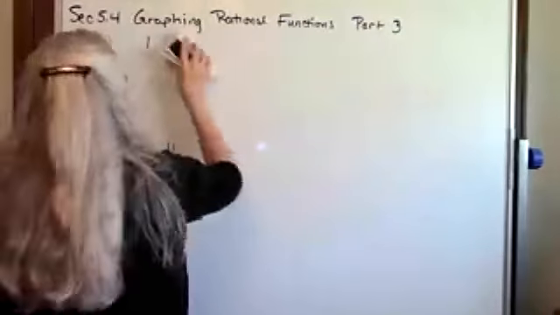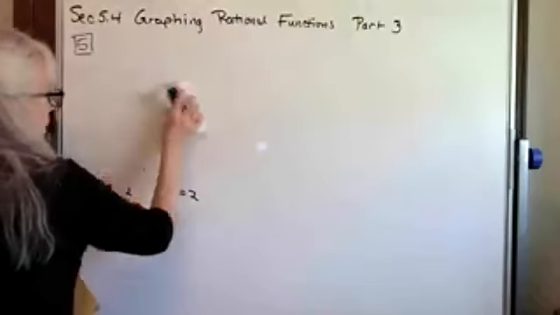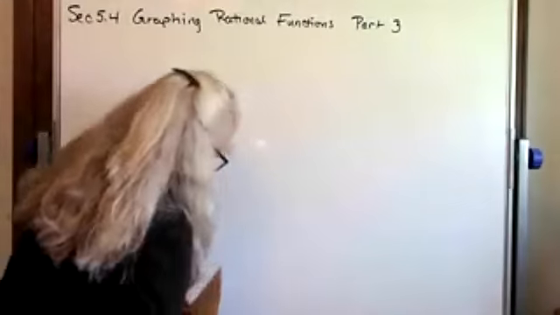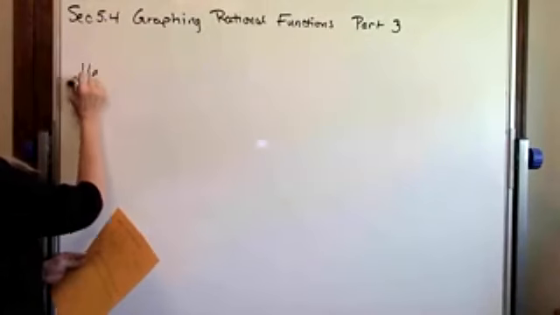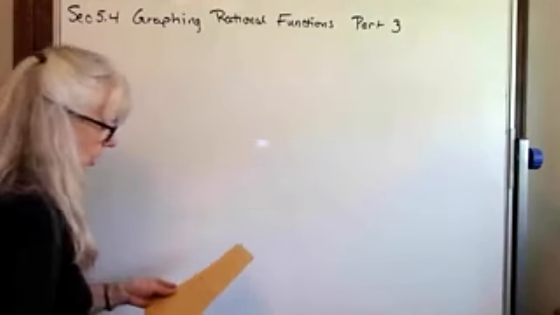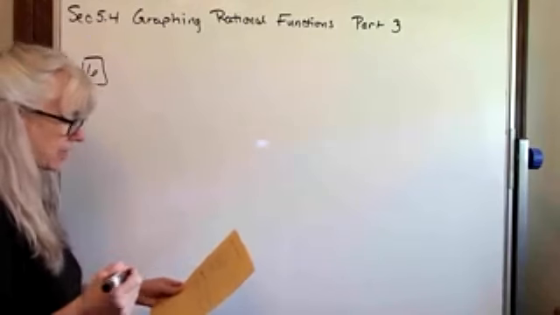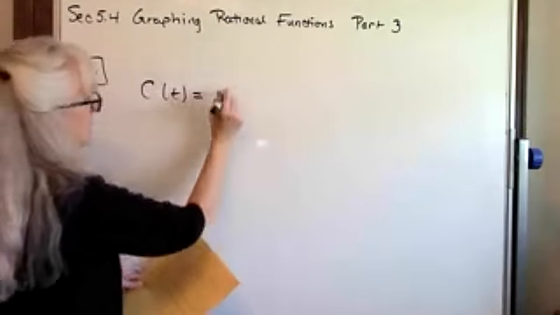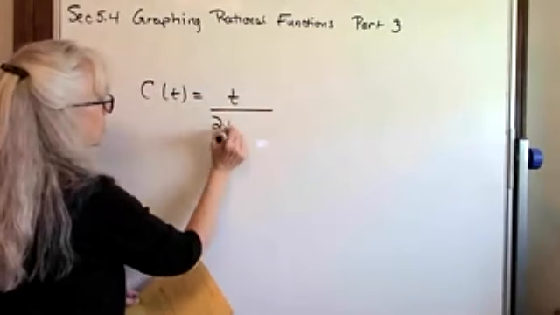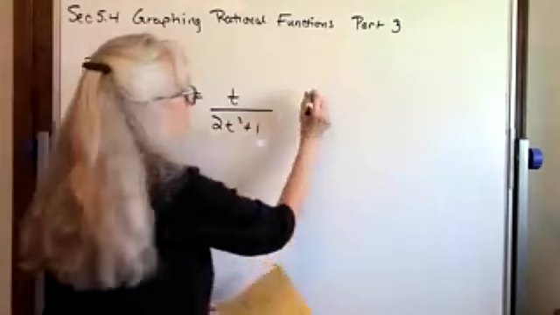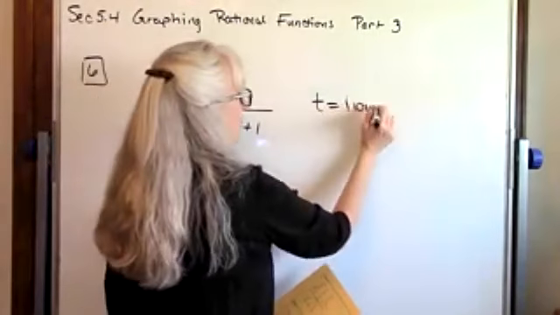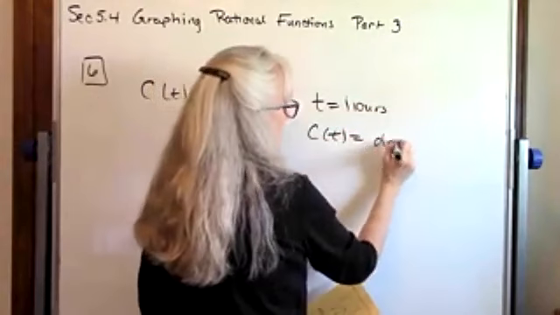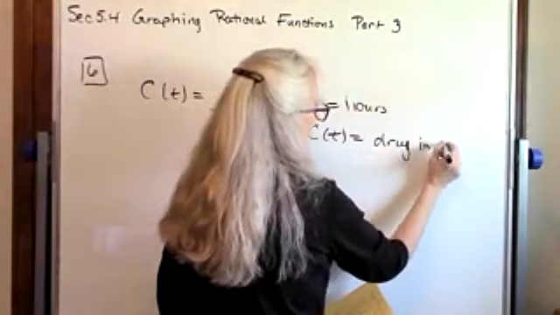So the next example is a real life application problem of a rational function. So this is example 6. Example 6 says the concentration C of a certain drug in a patient's bloodstream T hours after injection is given by C of T is equal to T all over 2T squared plus 1. So T is in hours and C of T is the amount of drug in the system. So drug in bloodstream.